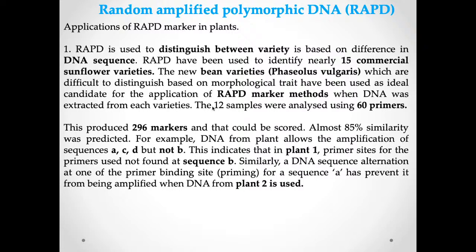So for example, DNA from a plant allows the amplification of sequences A, C, D, but not B. A, C, D will be amplified, but not B. And in plant one, primer sites for the primer used are not found at sequence B.